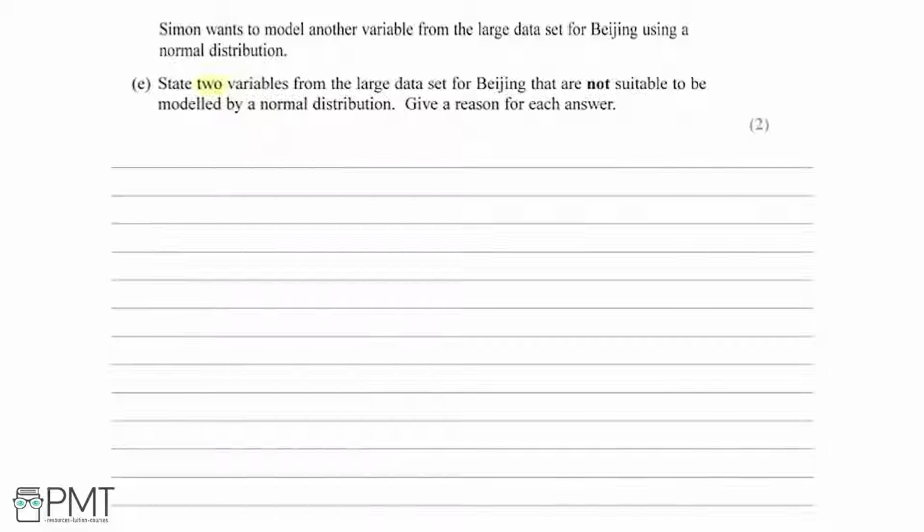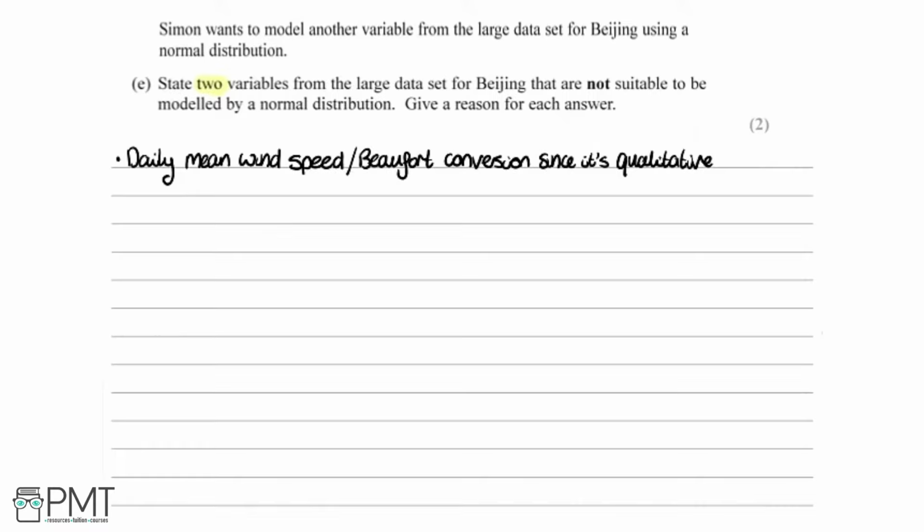So one that would fit this would be daily mean wind speed. This is measured in the Beaufort scale, which is a discrete scale of 13 values going from 0 to 12. It's categorical. In the sense 0 will be calm, all the way up to 12 being a hurricane. So it's different categories, and you couldn't model this on a normal distribution. So this is the first one.